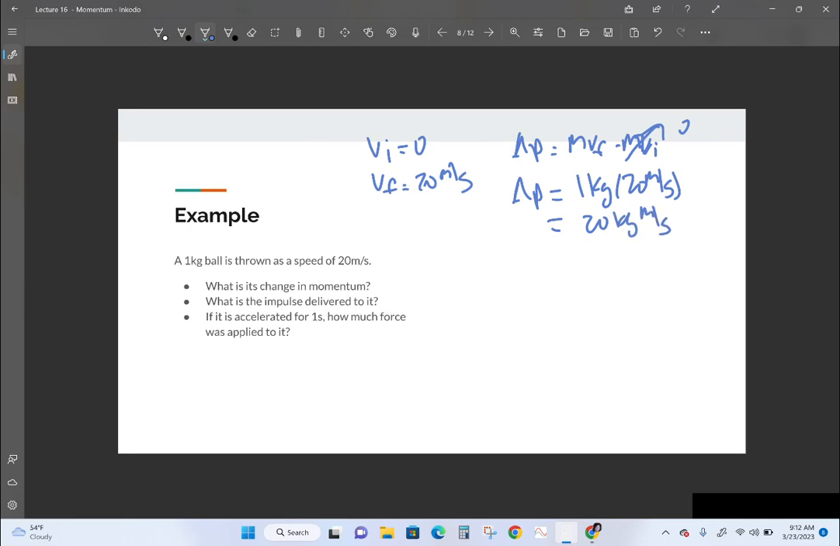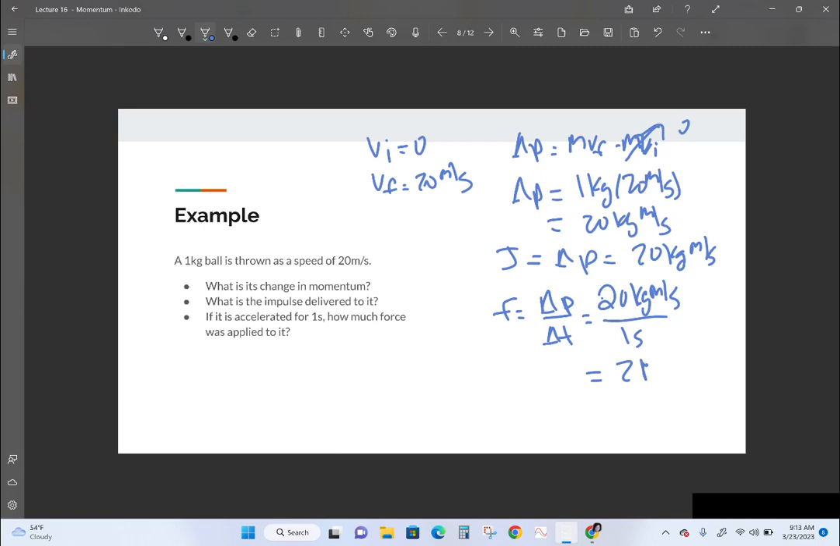What is the impulse delivered to it? Well, that's simple. Impulse is equal to delta P, so it is also 20 kilograms meters per second. It's accelerated for 1 second. How much force is applied to it? Well, force is the rate at which the change of momentum happens. That's 20 kilograms meters per second divided by 1 second. So that's 20 newtons of force. That easy.